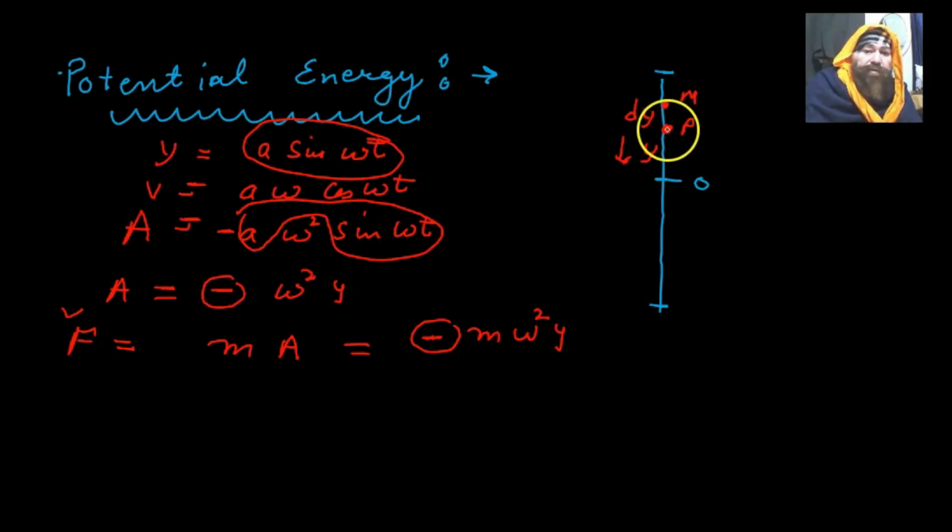Because the particle is experiencing a force downward in direction towards the mean position, a force is required. We have to overcome this force, only then the particle can go from P to M. You have to apply exactly a force to counterbalance this force. Only then the particle can go from P to M.